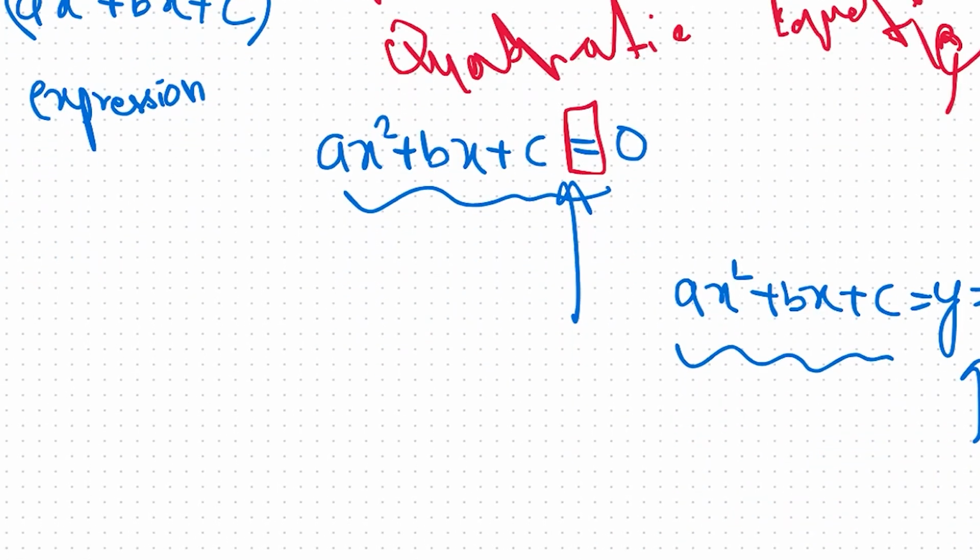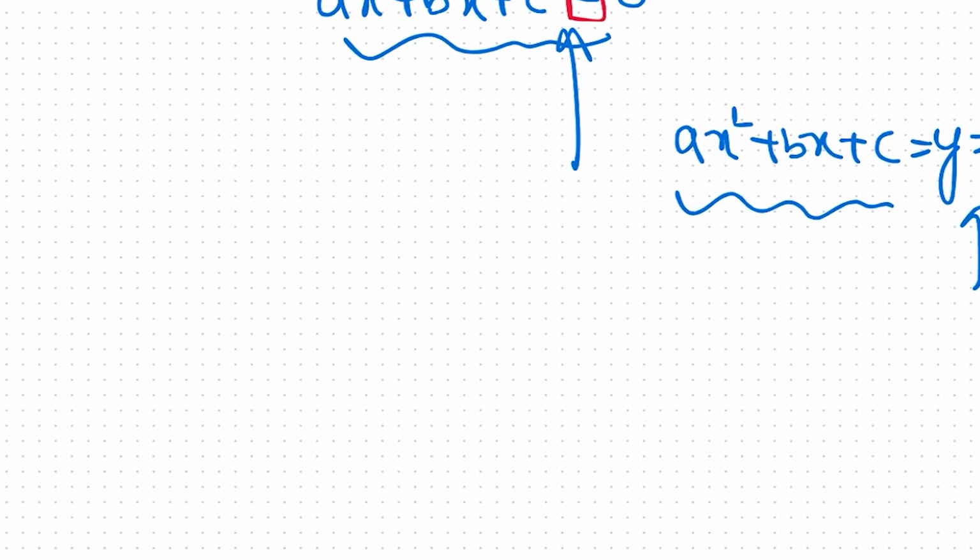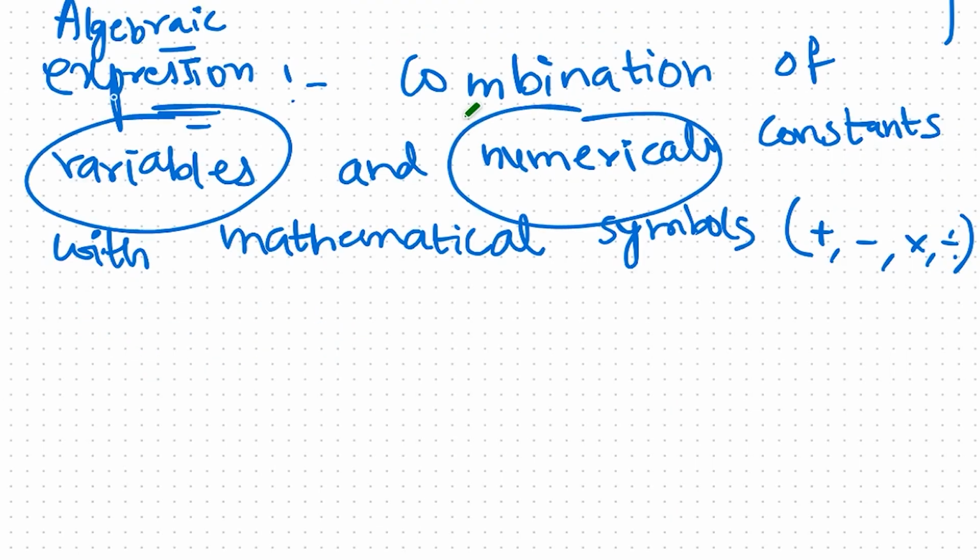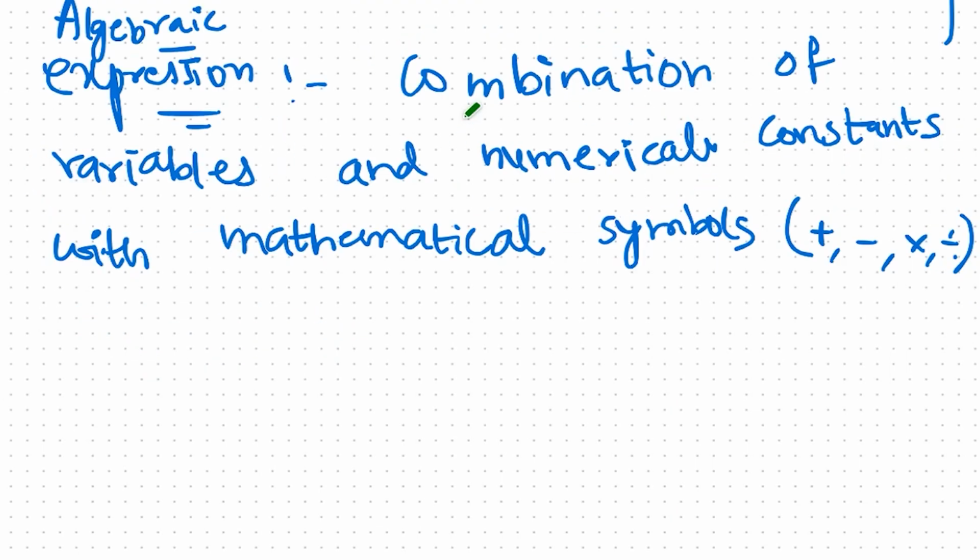So y equals f of x, same thing. This is the fundamental difference between expression, equation, and function. So, the definition of expression, I'll write it here. There will be variables and there will be constant numbers.